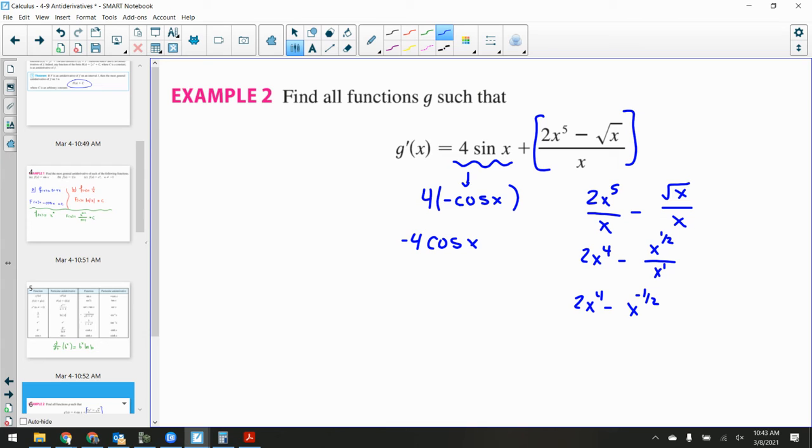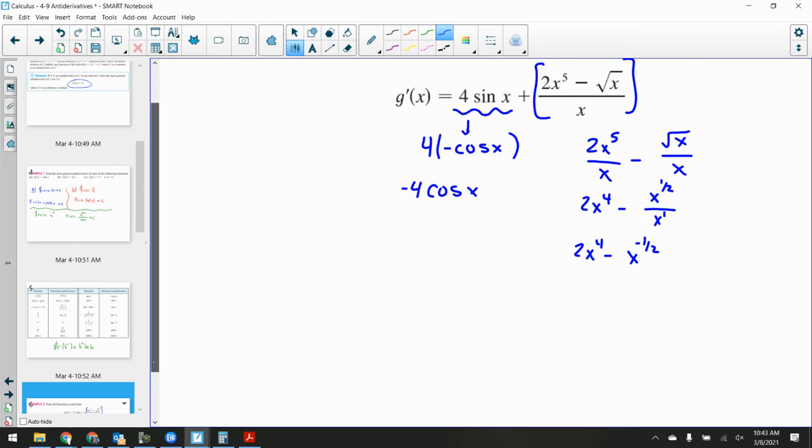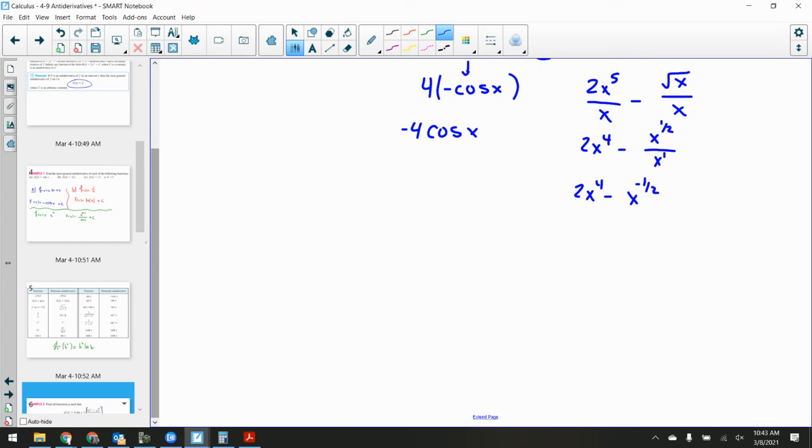All right, so now we've reduced it down so that we can find the antiderivative using a power rule. What that means is now I take the 2x, kick the power up 1 unit, divide by the power. Minus, kick the power up 1 whole unit, negative 1/2 turns into positive 1/2, and divide by that power.